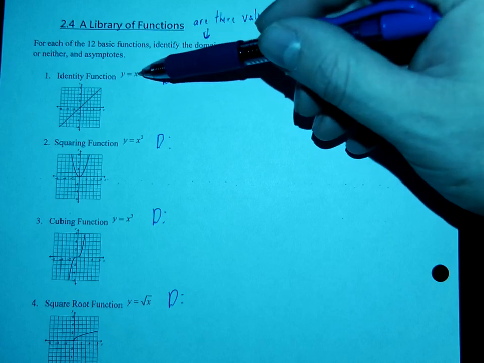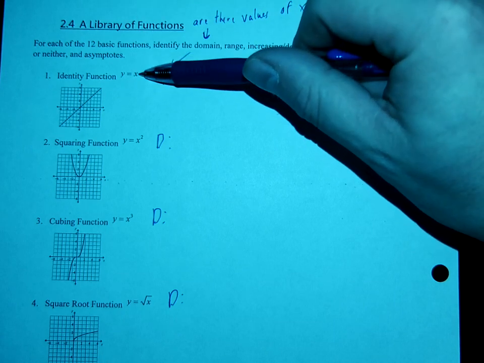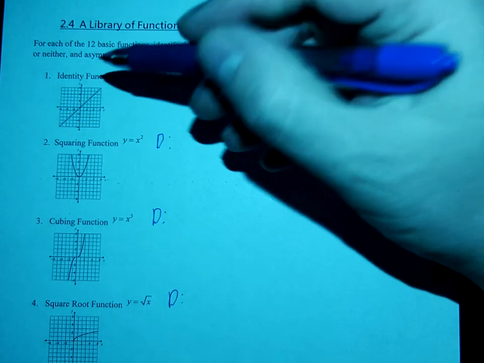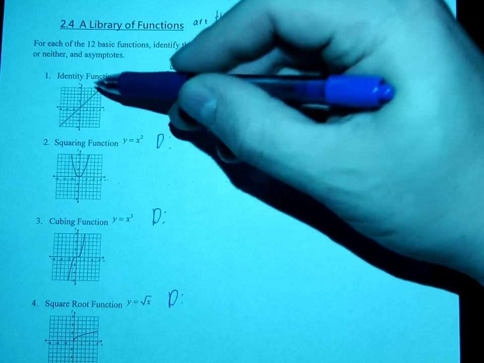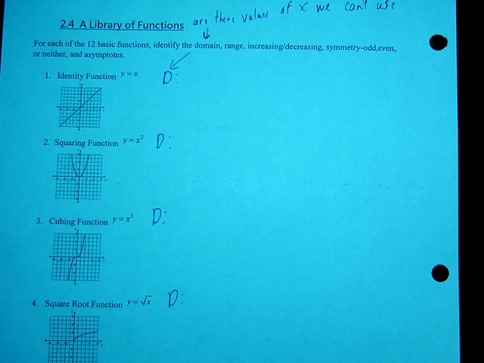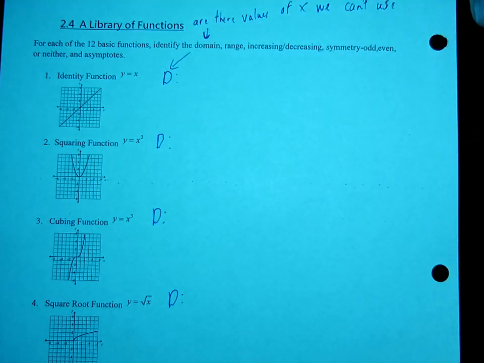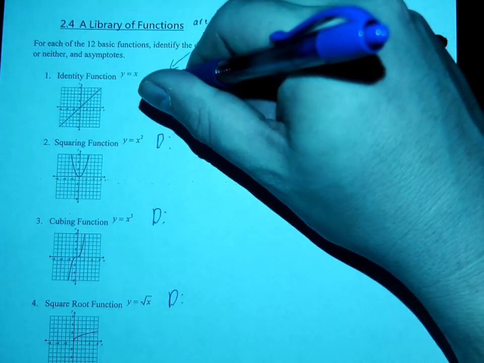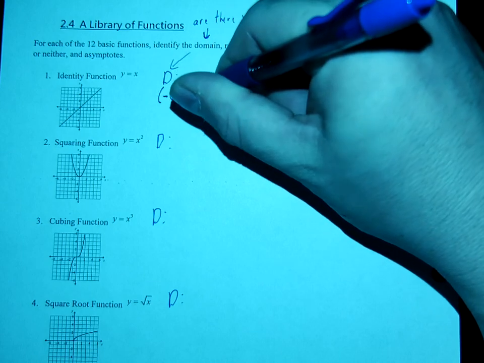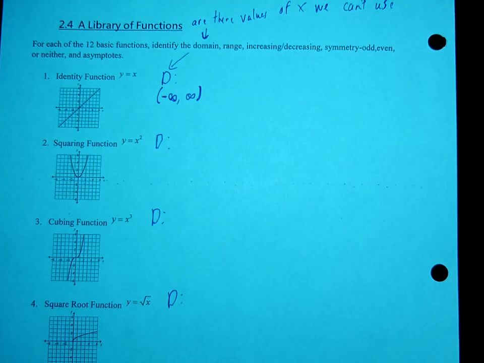For any value of x, we will receive a y value. Regardless if x is negative, positive, 0, anything can be substituted in for x here. For example, if we put in x equals 4, we get y equals 4. If we put in x equals negative 6, we get y equals negative 6. That's what we mean. Are there values of x that we can't use? No. So our domain is infinite. We write that in set notation: negative infinity, comma infinity. In other words, our domain is not limited on this function.